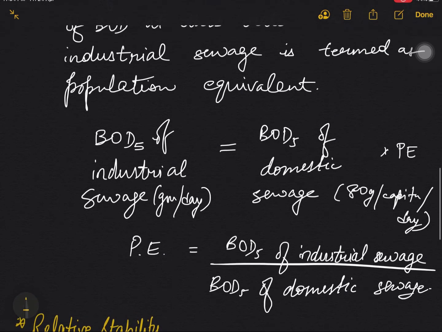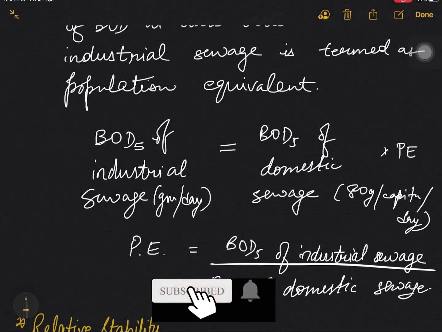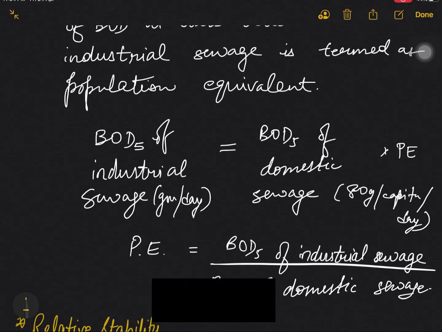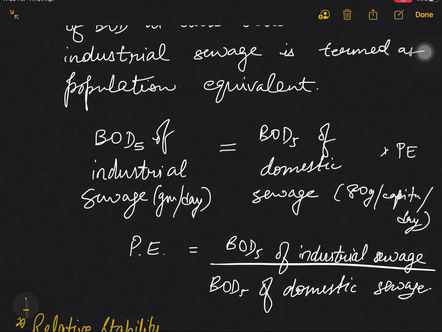So how can we express it? We can give the value of BOD for industrial sewage as BOD for domestic sewage into population equivalent. Basically, the amount of sewage produced by industry may vary. So for assessing the design parameters for the wastewater treatment plant, we need to know it in a single term. It also helps in maintaining the single term, that is, in per capita terms. So that becomes quite easier for our calculation.